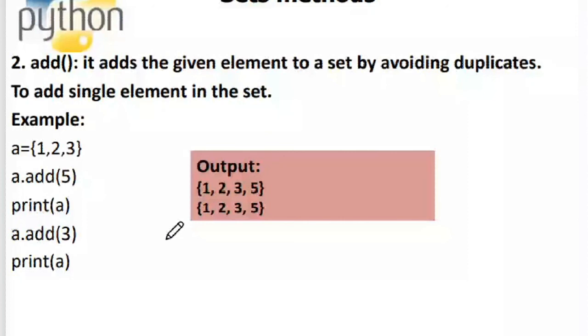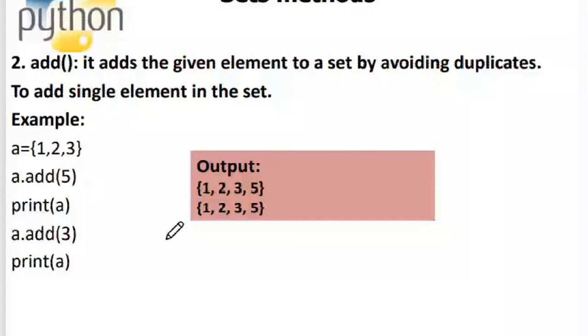I said, remember this point. You will be needing this point. Update adds multiple elements. Here, add will add a single element into the set. That's the difference between update and add. If you want to add multiple elements into the set, you will be using the update method. If you just want to add one element into the set, you will be using the add method. That's the only difference between update and add.